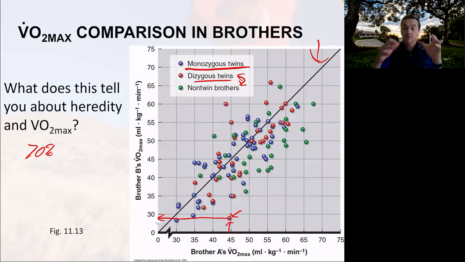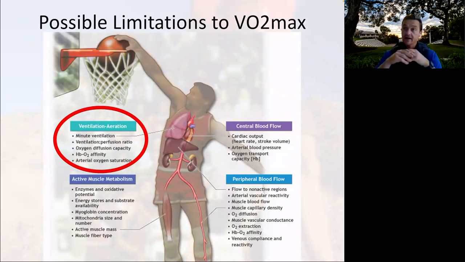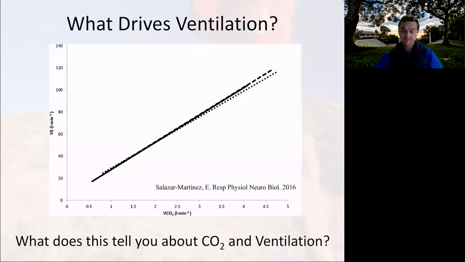Then what we're going to look at when we talk about VO2 max is, again, all of the factors that could potentially limit VO2 max. So start with the lungs, go into the heart, go into the peripheral blood flow, and then go into the actual using of oxygen and diffusing oxygen out of the blood in the active muscle metabolism. We're going to start with the ventilation side first.